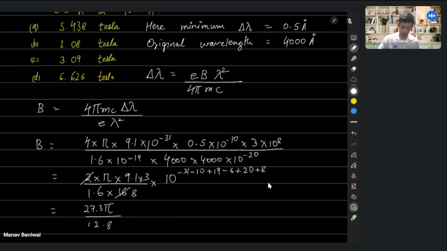Now again let us pull out our calculator. 27.3 into pi divided by 12.8, and this gives us 6.626 Tesla. Okay. Roughly 6.6.